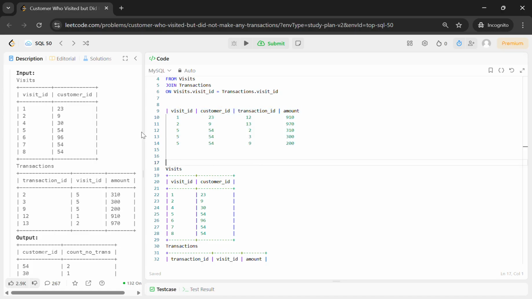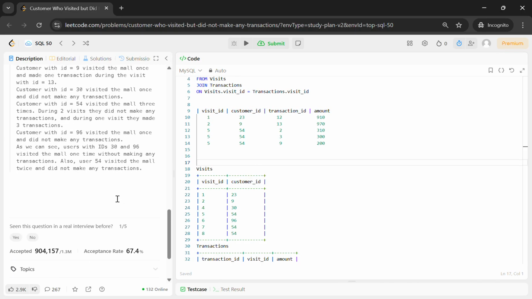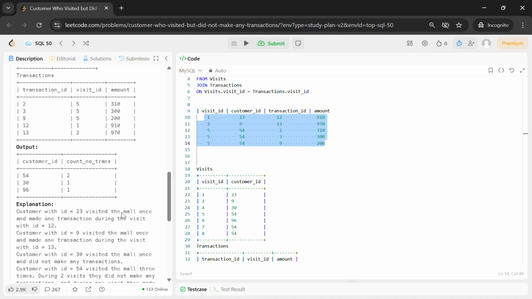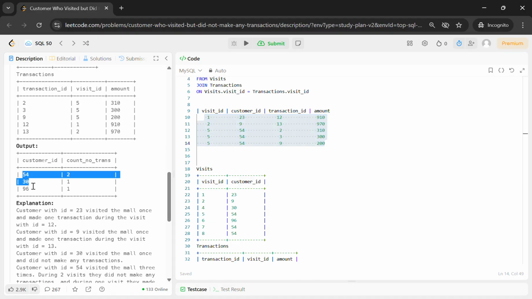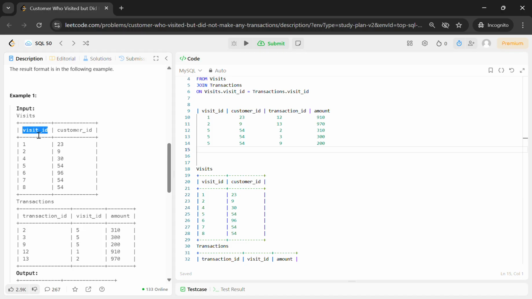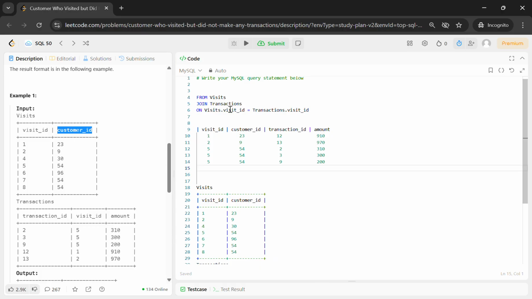But if you observe the result, these are the persons who made a transaction. I want the persons who didn't make a single transaction. That means the rows which are neglected, right? 54 is not there, 30 is not there, 96 is not there. I wanted those rows. I want each customer ID and visit ID, and these are part of my left table, visits. This is the left table, this is the right table.